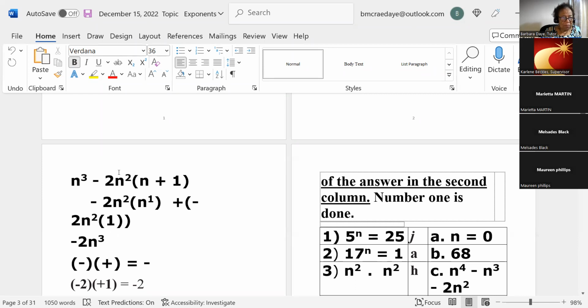Oh, you can't throw away the variable. You can't throw away the power. If you multiply minus 2n to the second times the number 1, what do you get, Marietta? No. What's 2 times 1? 2 times 1 is 2. What's 2n times 1? 2n multiplied by 1 gives you what? 2n times the number 1.